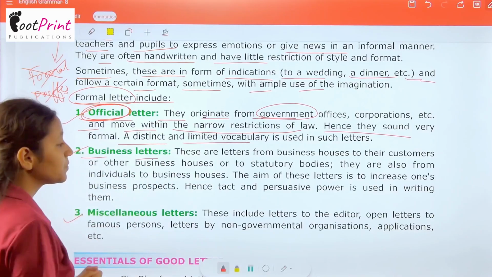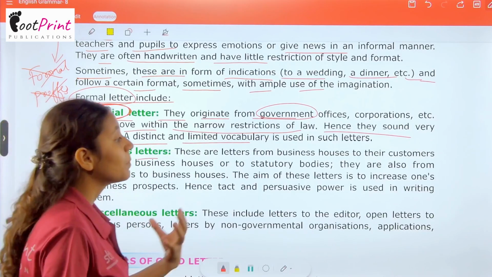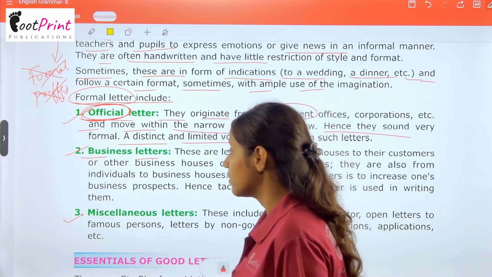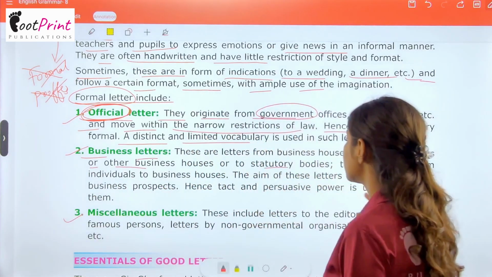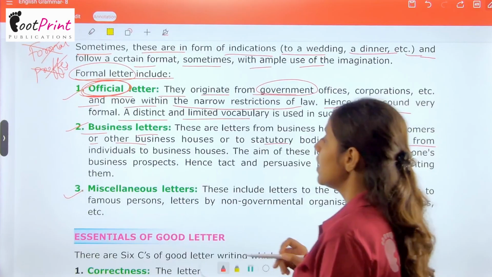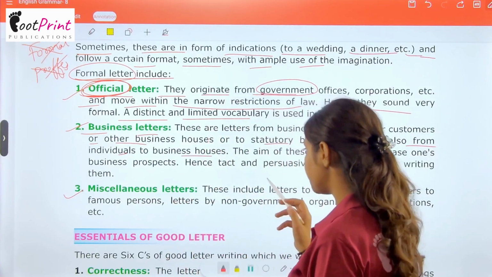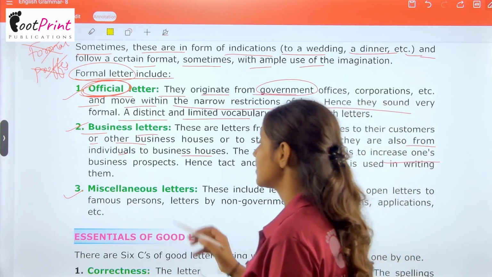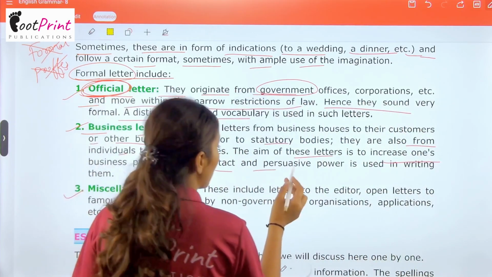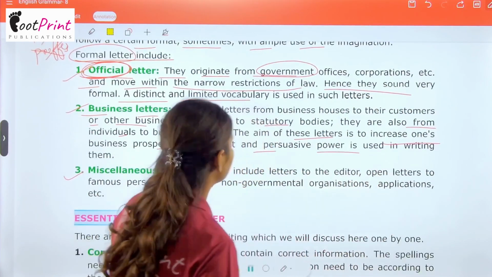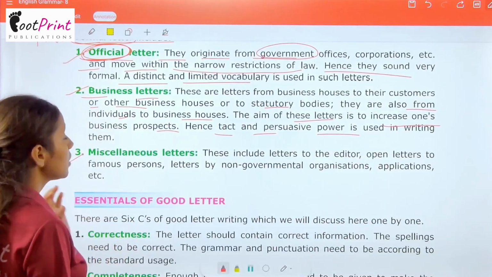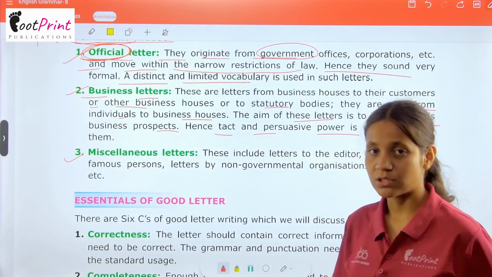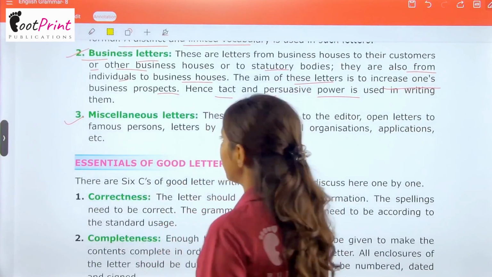Now, business letters are the letters from business houses to their customers, for example, boss, colleague, or other business houses or statutory bodies. They are also from individuals to business houses. The aim of these letters is to increase one's business prospects, hence tact and persuasive power is used in writing them. So we use many good words in our business letters to make an impact.